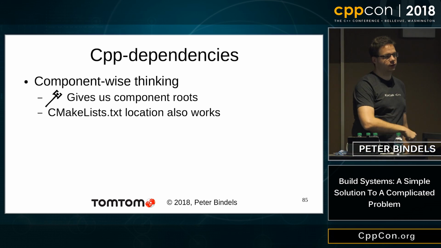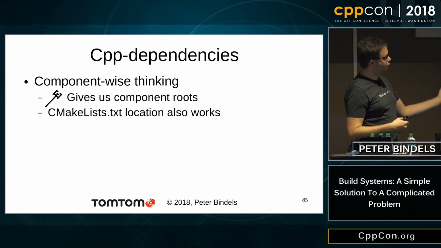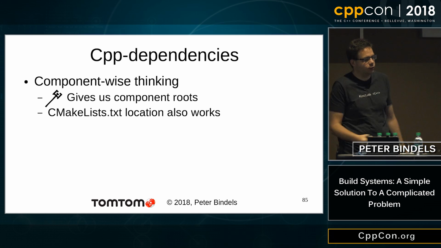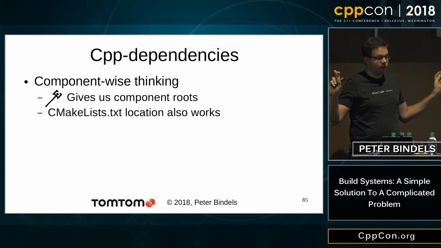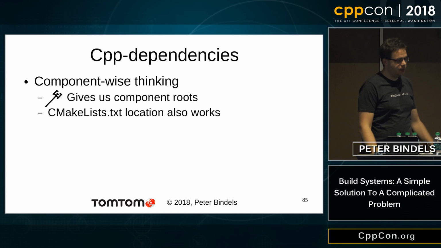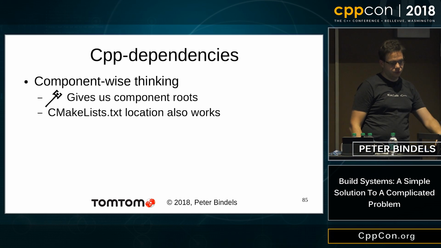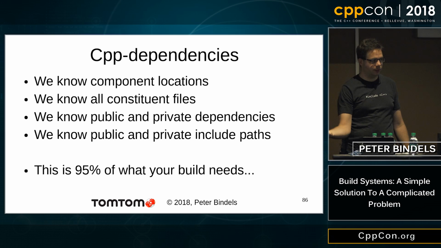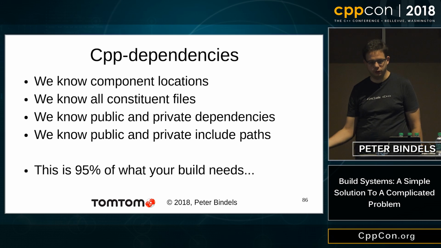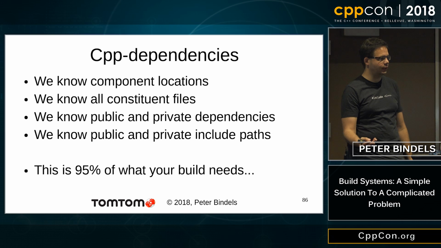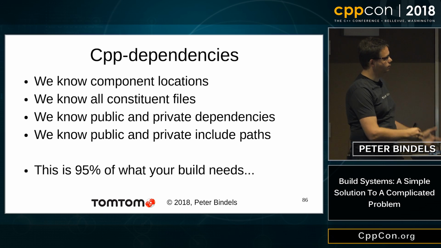We have component-wise thinking. So the Pitchfork proposals give us component roots. We can also have some other way of figuring out what the component root is. We can guess. It's a terrible idea. I've tried it a few times, it never works. But if we find out the component roots, we know all the files. We know your public and your private dependencies. We know your public and private include paths. This is what your CMake file has. It's 95%. It's not everything.